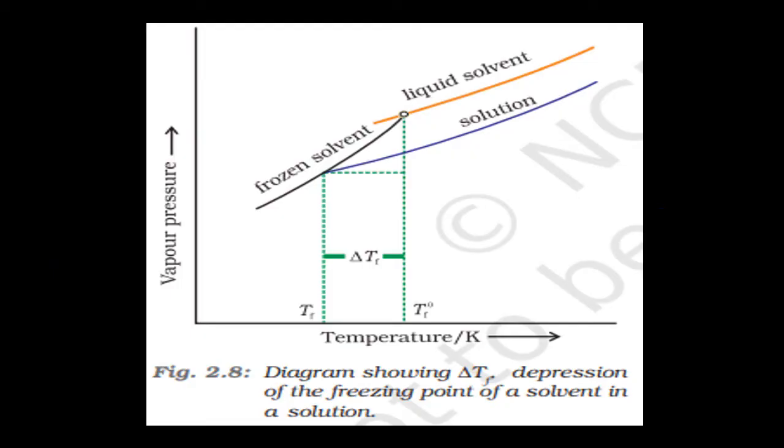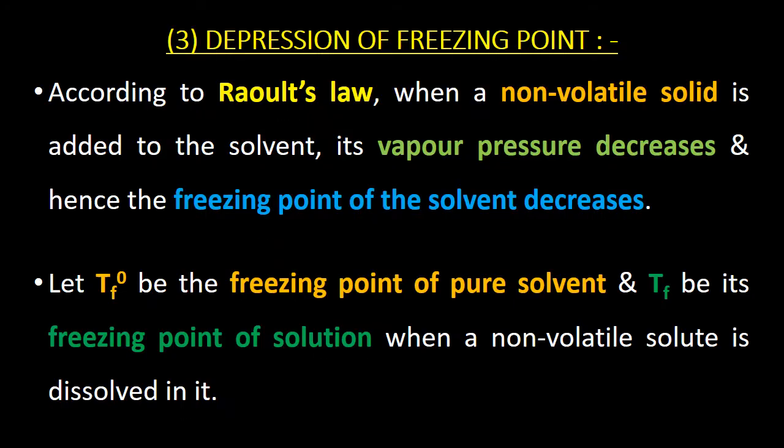This is a graph where you can see the vapor pressure of the solution is less compared to the vapor pressure of the solvent. According to Raoult's law, when a non-volatile solute is added to the solvent, its vapor pressure decreases and hence the freezing point of the solvent decreases. Let Tf naught be the freezing point of pure solvent and Tf be the freezing point of the solution when a non-volatile solute is dissolved in it.